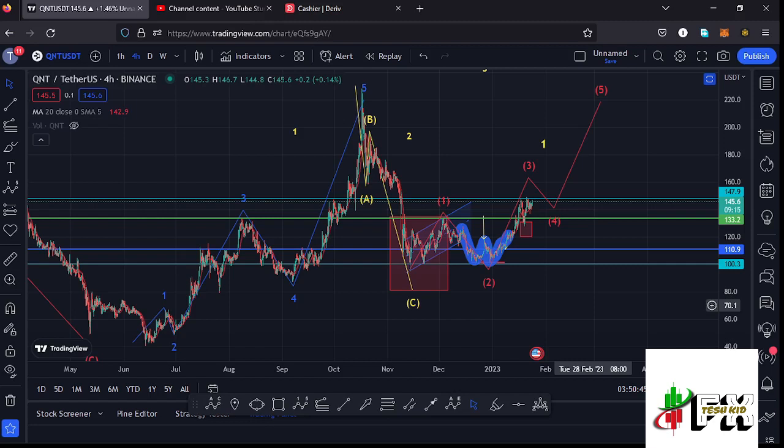In this video I'll be giving you the latest developments that have been happening here on the Quant chart, which has managed to continue holding above the key area of support at around the $133.2 mark. We also have the support of the 20-day MA, and at the time of this recording we are trying to battle out a key area of resistance at around the $147.9 mark, and given the support of the 20-day MA and also the key area of support at around the $133.2 mark, I believe that is going to happen.